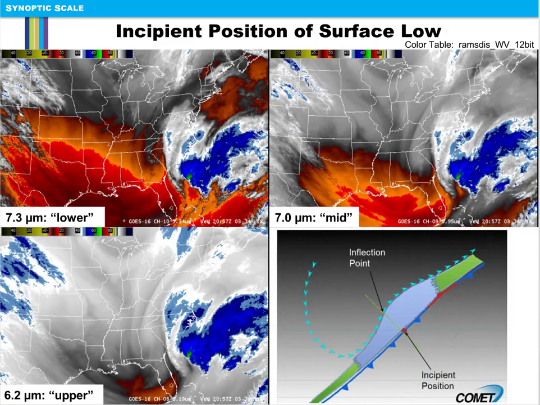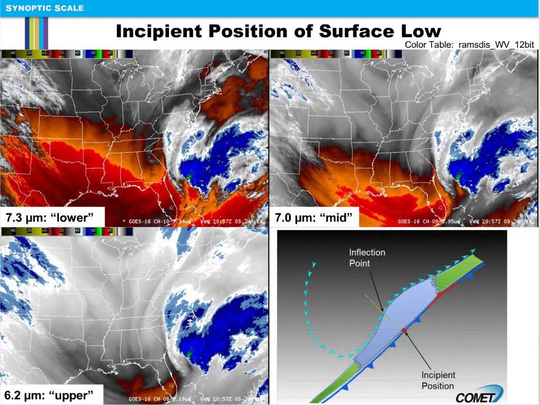Next, we'll discuss where the surface low is forming or will form soon by looking at the incipient position. In the conceptual diagram, notice where the change in curvature along the western edge of the warm conveyor belt, where the crescent shape exists. This is referred to as the inflection point.